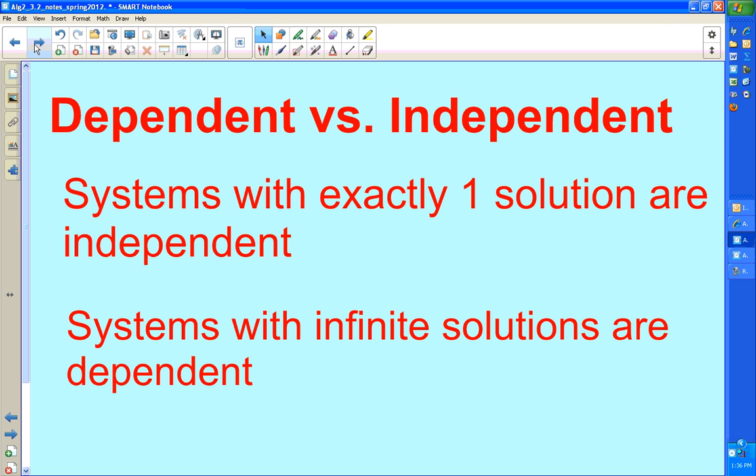Remember, dependent, independent: independent means one solution only. Infinite solutions, dependent. Same line, different lines. But they have to be consistent. You can't be dependent or independent if you're inconsistent. That doesn't make any sense, because you have to have a point in common. So that's consistent. Sorry, dependent is infinite in common. Independent, one solution in common. Right?